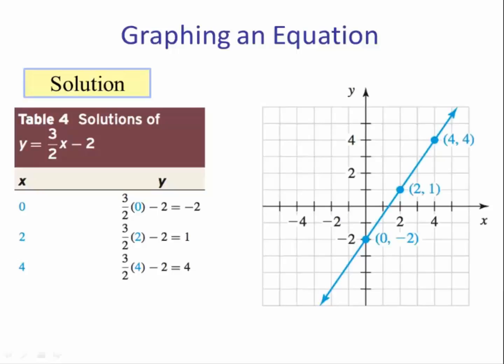Plotting this on the xy coordinate system, we see all 3 points are in a straight line, and we see that the y-intercept is indeed the same value as our b, negative 2.